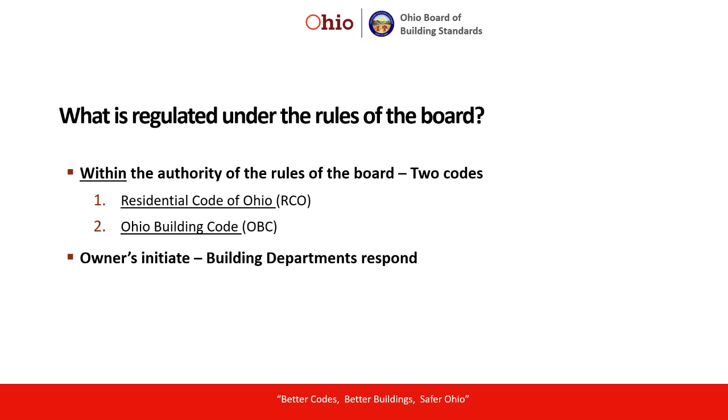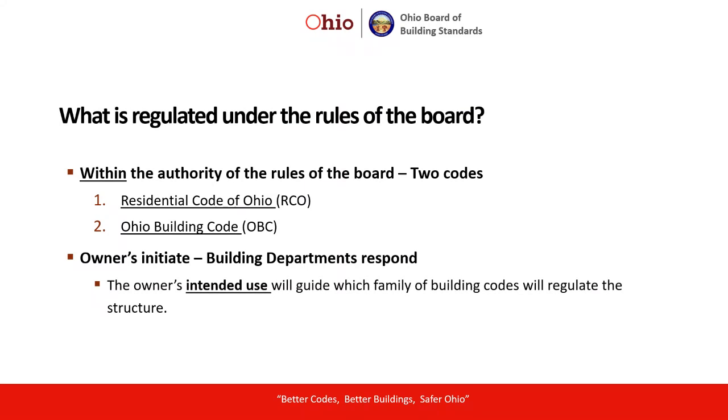So we kind of get a picture of two codes. There is a process that gets followed in terms of the regulation of the building codes, and it's good to remember that owners initiate this process and building departments respond to that initiation by the owner. Remember, the owners are the ingenious ones. They want to do something. They want to develop something. Building departments are going to respond to that desire for them to do something or create something.